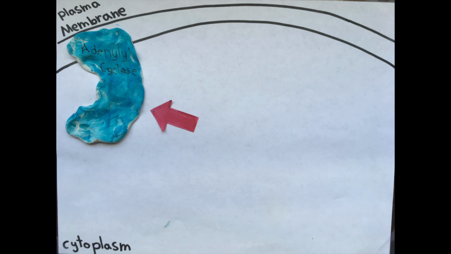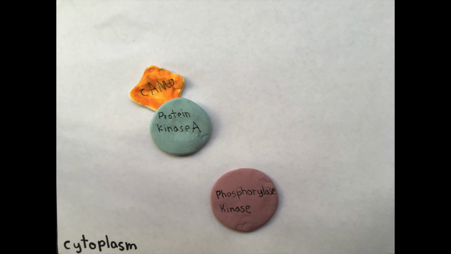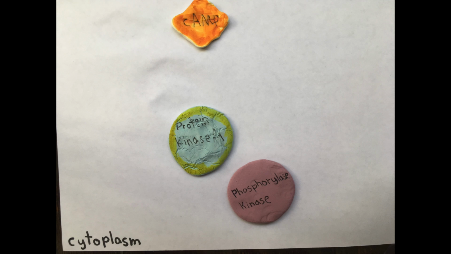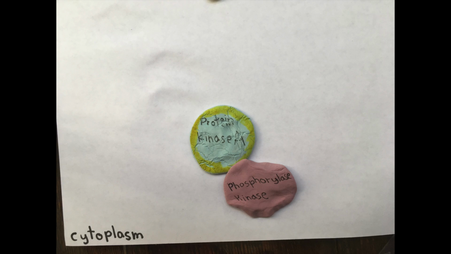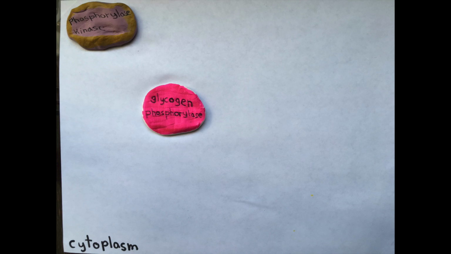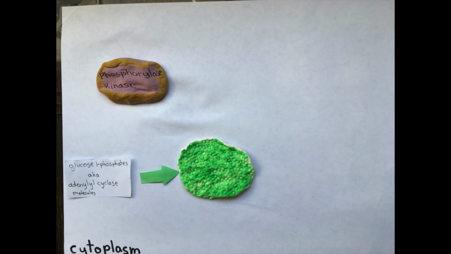Once adenyl cyclase is activated by the G protein, the enzyme will catalyze ATP into a molecule of cyclic adenosine monophosphate, labeled as cAMP. Then, cAMP becomes a second messenger and activates protein kinase A, changing its shape. The active protein kinase A is used to activate phosphorylase kinase, which is then used to break down glycogen phosphorylase into 100 million molecules of glucose 1-phosphate, also known as adenyl cyclase.